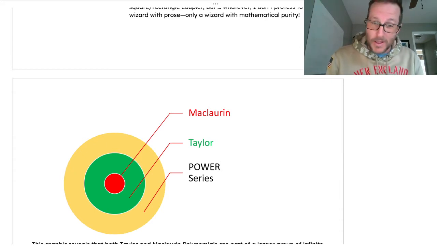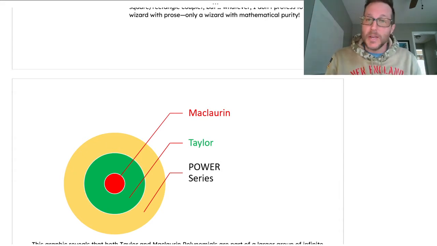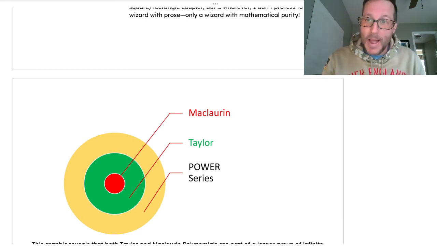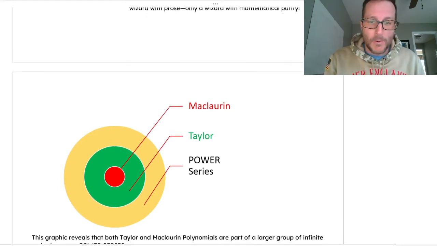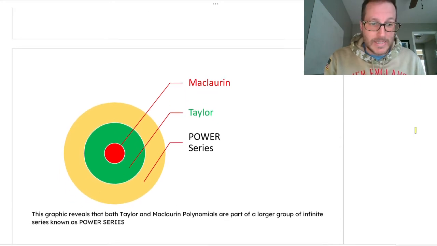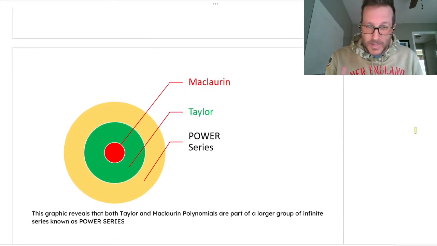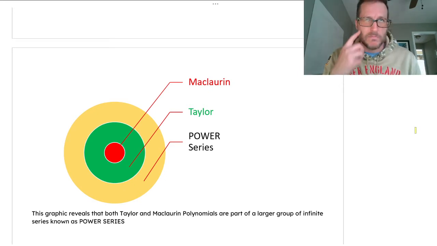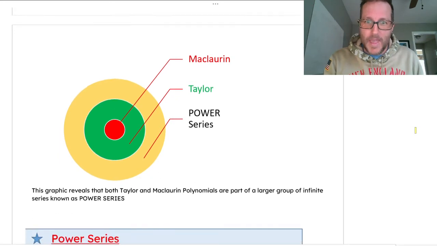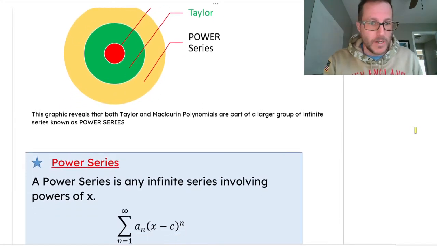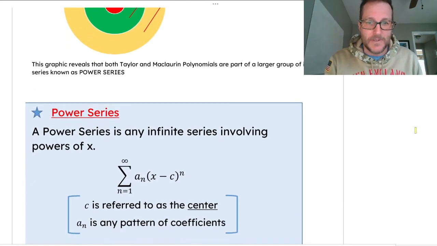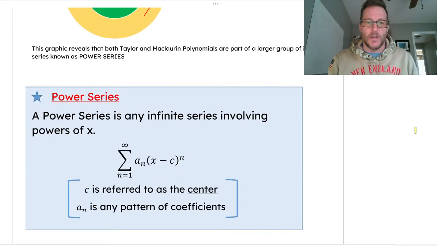But Taylor polynomials are part of a bigger set of series known as a power series. Now, a power series is basically a series that has x raised to a power. Wonder where it got its name. Yeah, it's just x raised to a power. Here's what it is. So a power series is just an infinite series involving powers of x.